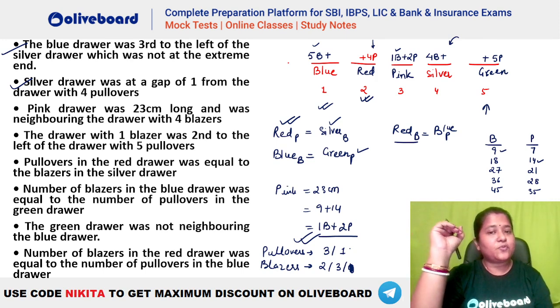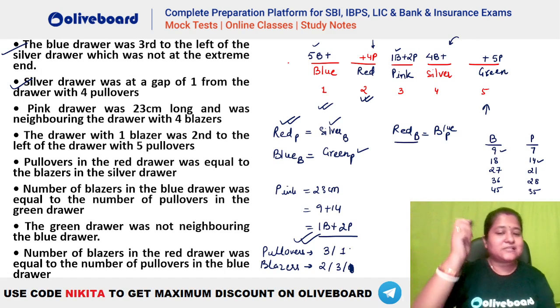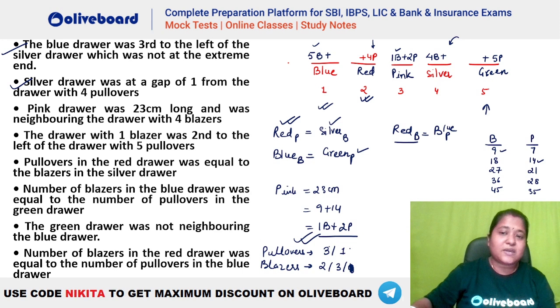That means we should have two pullovers in blue, but that's not possible because two pullovers is already there in pink. Let's say if we take three blazers in red, we should have three pullovers in blue. And that is the only possibility because we have already seen the remaining values were 1 and 3 for pullovers and 2 and 3 for blazers. The only thing that is common here is 3. That means we should have 3 blazers here, and we should have 3 pullovers here.